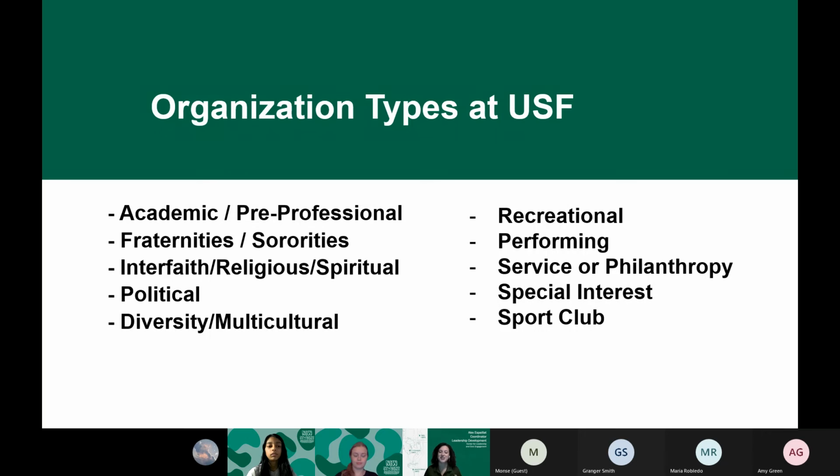So a little bit about organization types at USF. You'll see this more as you explore and navigate the BullsConnect platform. Some organizations will have this listed with their organization type, but here's just a list of all the different org types at USF. So we have academic, pre-professional, fraternities and sororities, interfaith, religious, spiritual, political, diversity, multicultural, recreational, performing, service or philanthropy, special interest, or sports clubs.